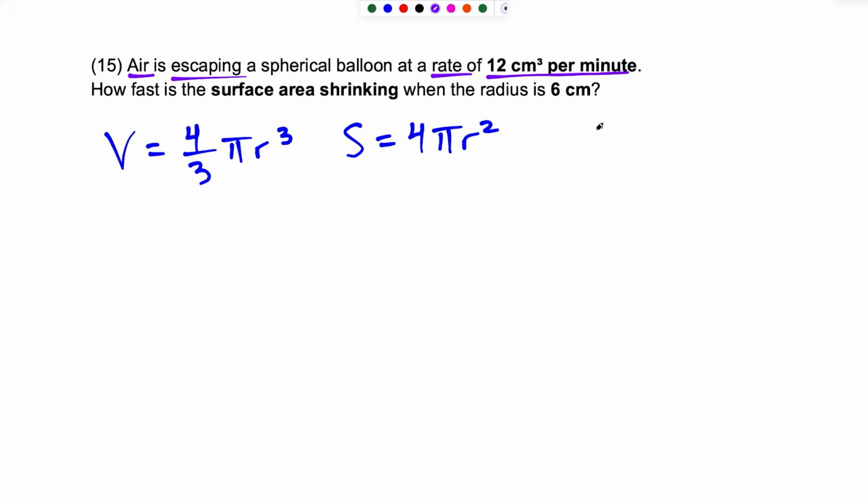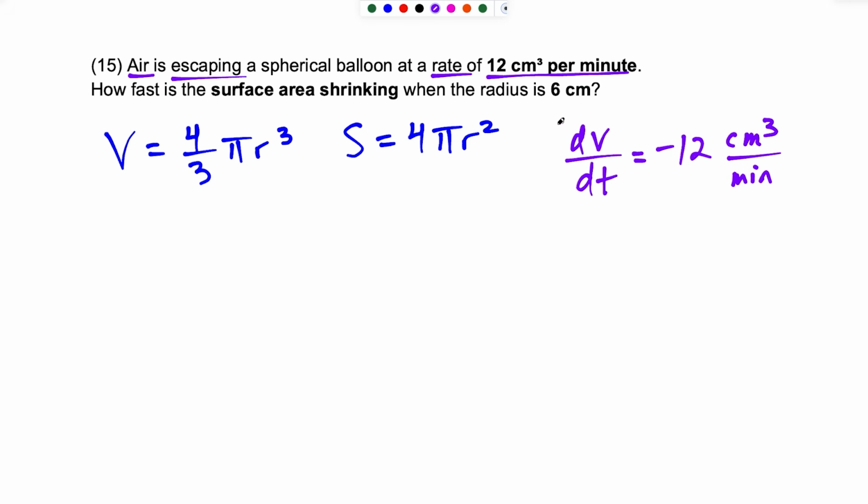So this tells us the change in volume over time. So we have dV/dt is equal to negative 12 cubic centimeters per minute. The reason why I'm putting a negative here is because air is leaving the balloon. Okay, so the volume is going to be shrinking. So the rate of change of the volume with respect to time has to be negative.